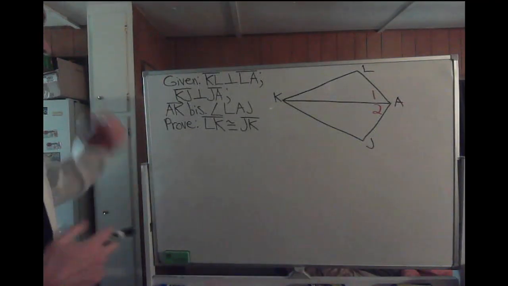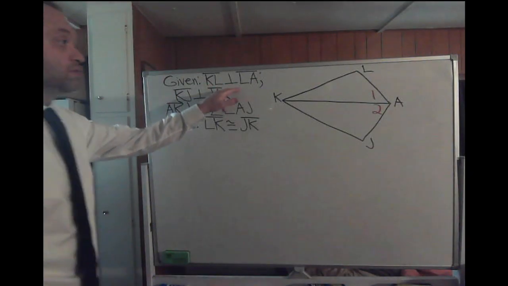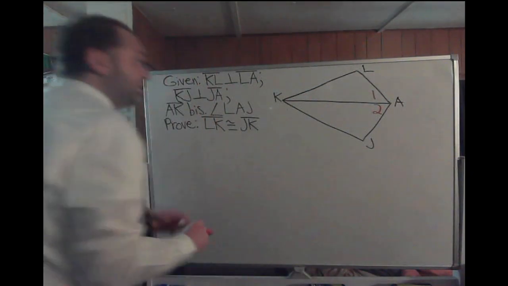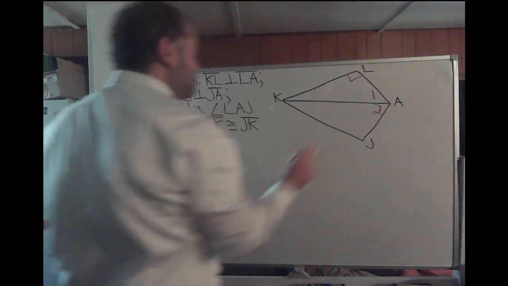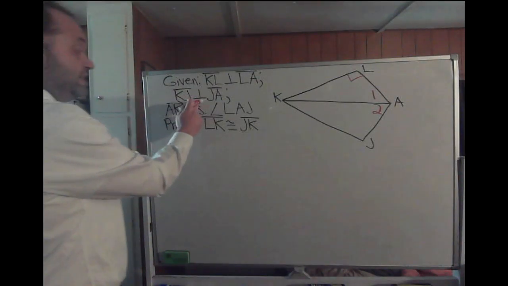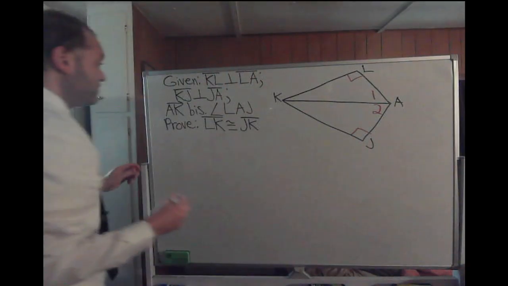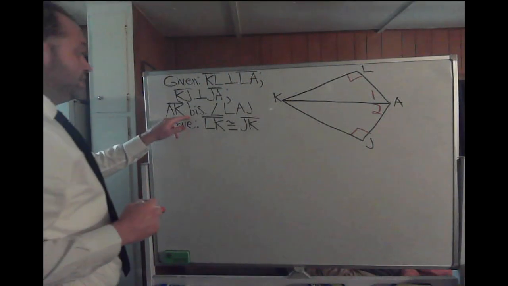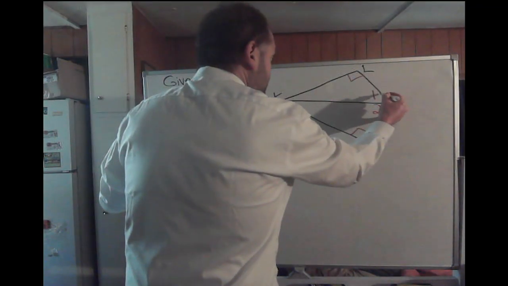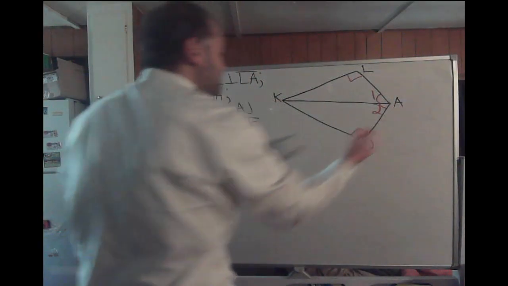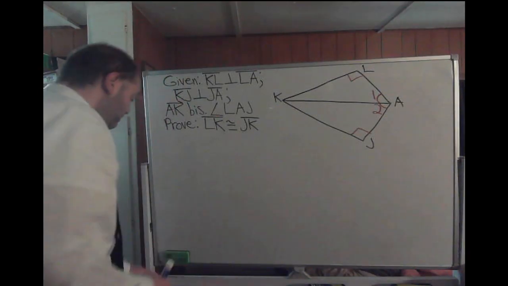Alright, so for this proof, we're given that KL is perpendicular to LA. Well, let's start there. We can mark that in our diagram, right? If these are perpendicular, that means they form right angles. So that's going to make your life easier. We're also given that KJ is perpendicular to JA, forming another right angle. And then we're given that AK bisects LAJ. Well, if they bisect, that means you got 2 congruent angles. So that's good to mark in your diagram. Okay. Let's go from here with the proof.